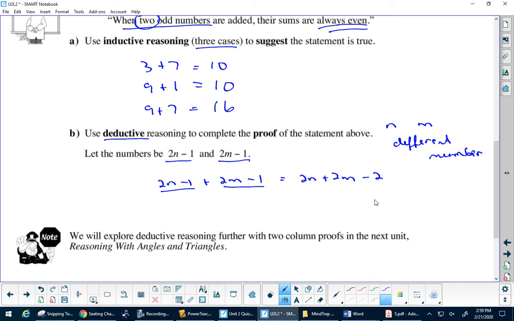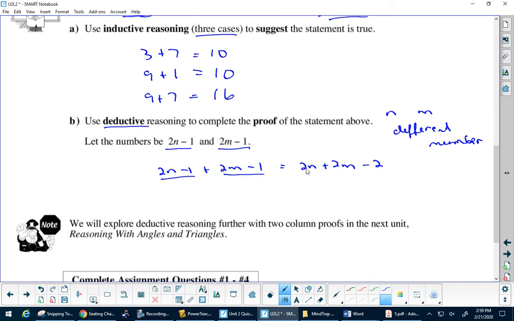Now, you should be able to remember this from last year. What's a GCF of these three things? What can I factor out? What can I divide out of all of them? 2. So if I take a 2 out, that's n plus m minus 1.